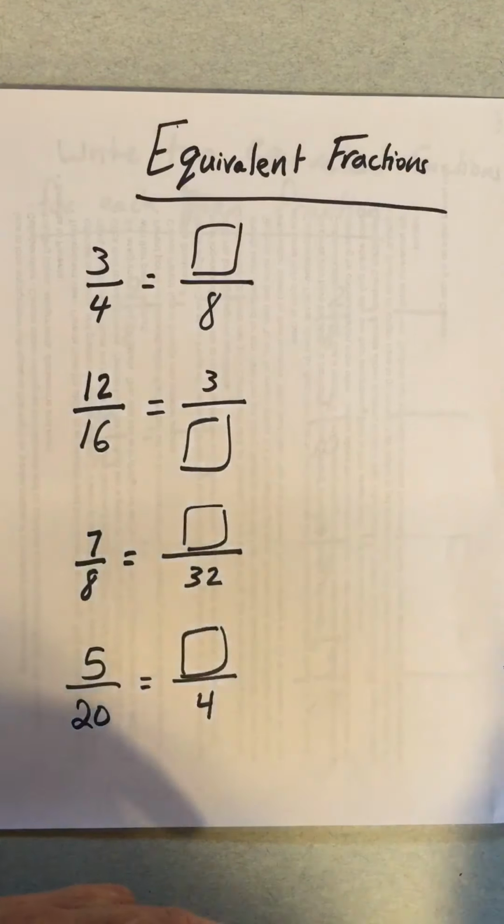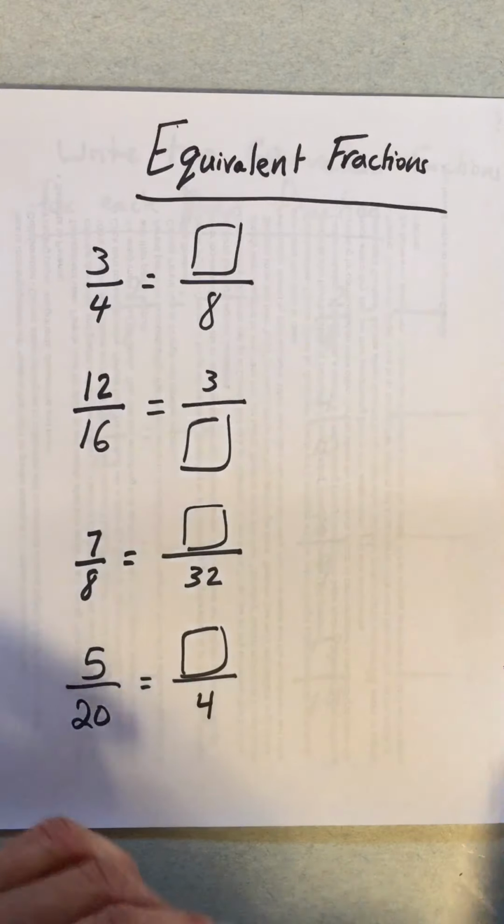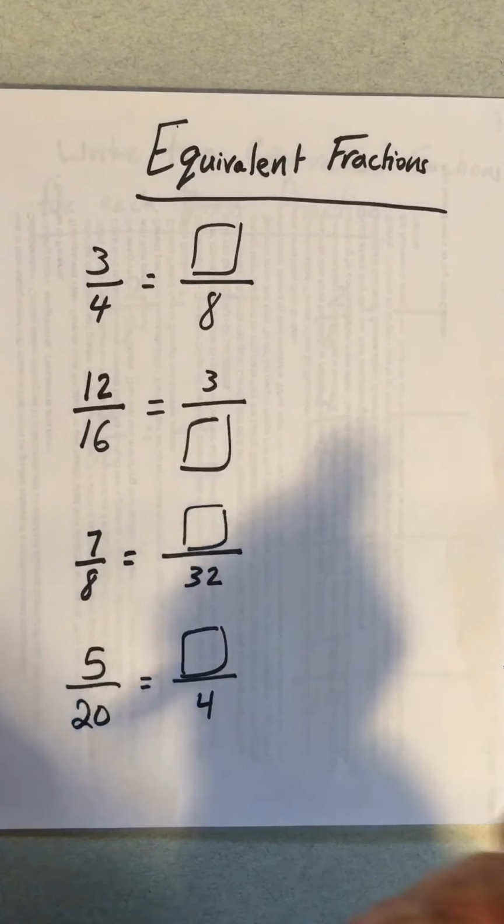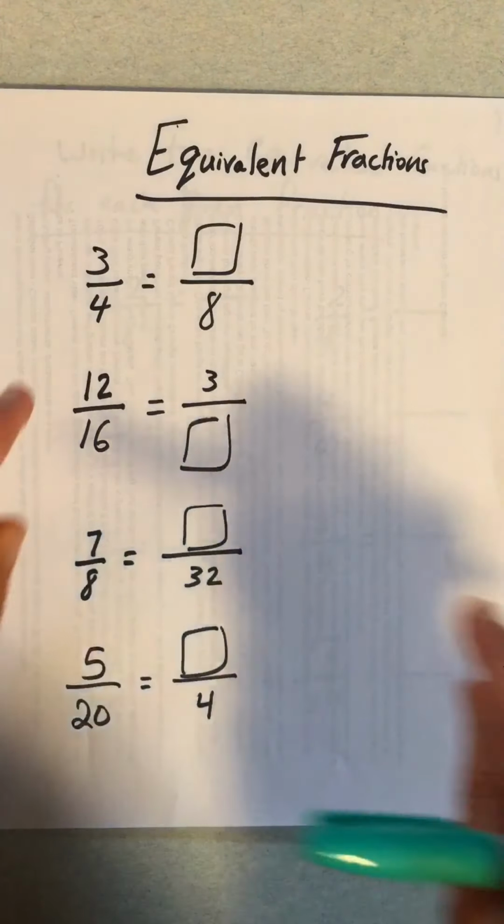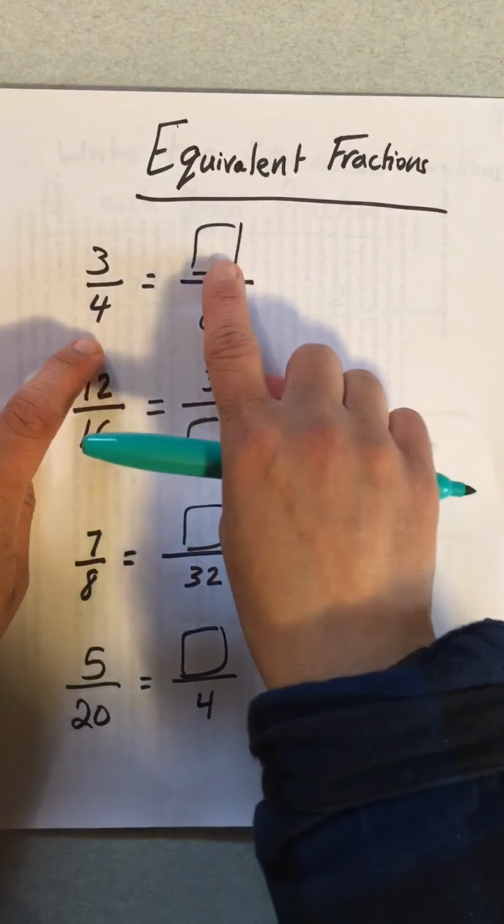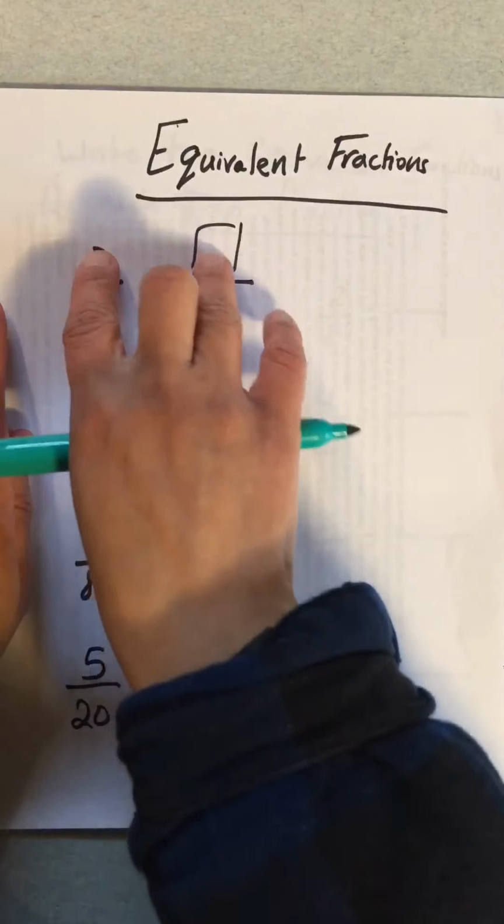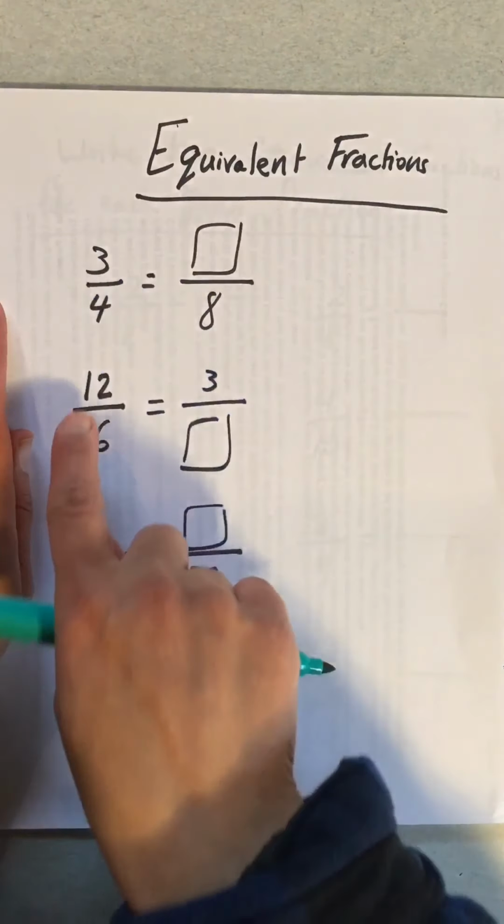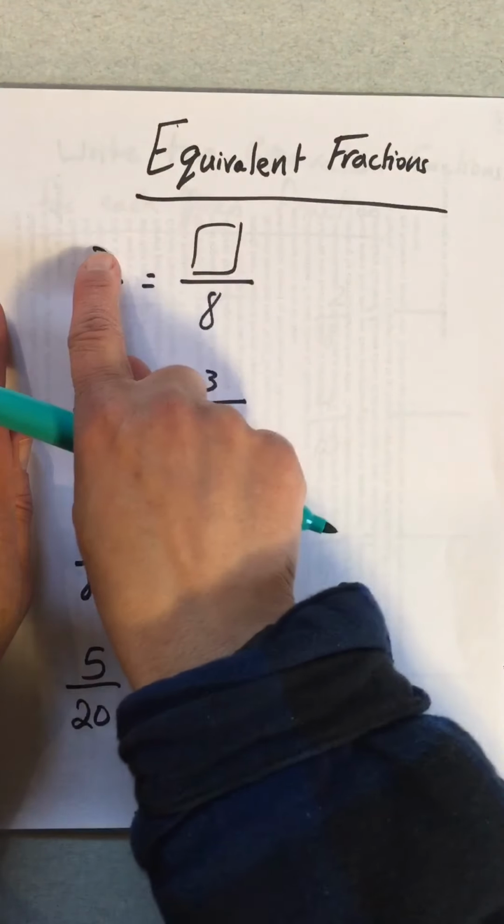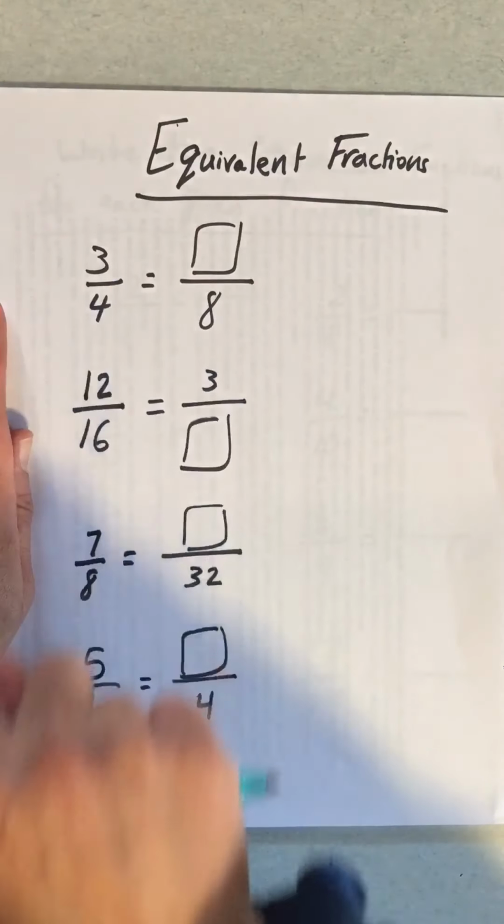So we are going to continue talking about equivalent fractions. So let's review some of what we've learned. So we're looking for this number because remember, equivalent fractions are two fractions that equal each other, but the numerators are different and the denominators are different.